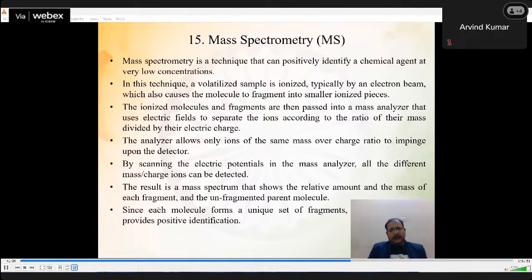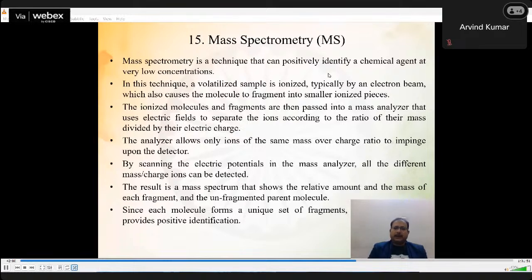So when we talk about mass spectroscopy or spectrometry, it is very much related to things which require data analysis to identify a chemical agent at very low concentration. It is an analytical technique that measures the mass to charge ratio of ions. The results are presented as a mass spectrum, which is a plot of intensity as a function of mass to charge ratio.